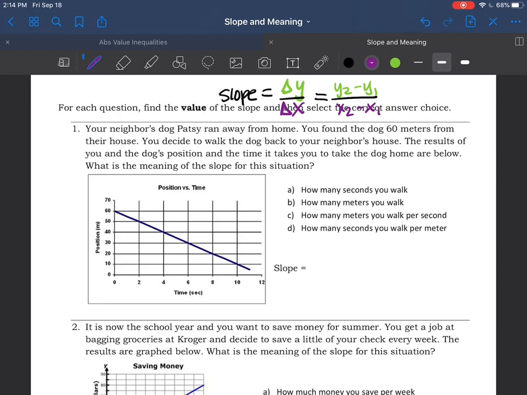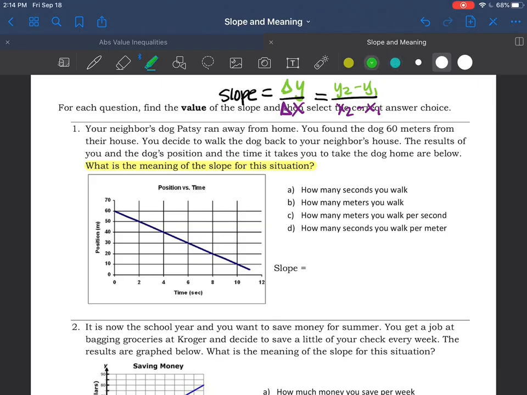And so your neighbor's dog Patsy ran away from home. You found the dog 60 meters from their house. You decided to walk the dog back to your neighbor's house. The results of you and the dog's position and the time it takes you to take the dog home are below. What is the meaning of the slope?